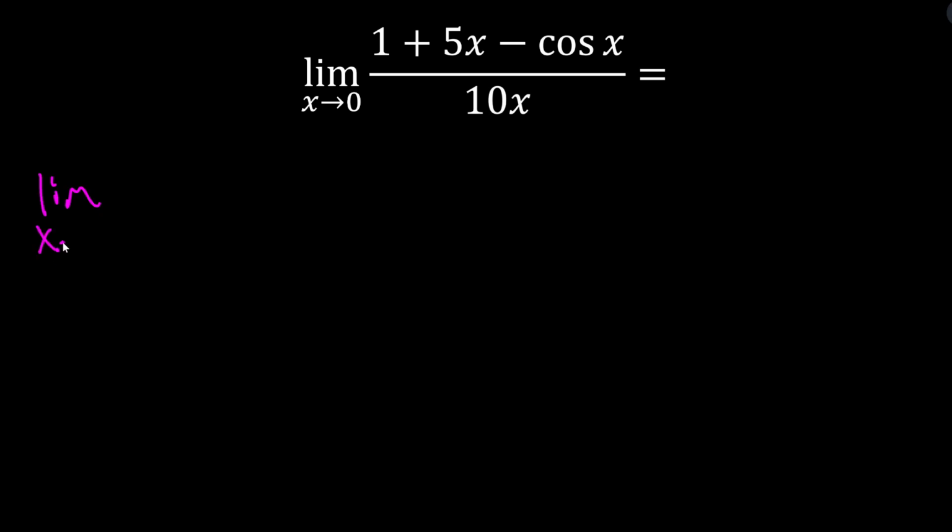So I'm going to rewrite this as the limit as x approaches 0 of 1 minus cosine x plus 5x. That's a limit that I know. I know 1 minus cosine x over x. And so I'm just going to kind of put those together.